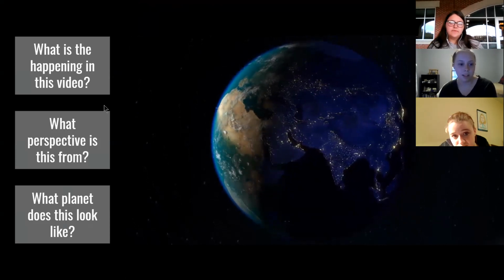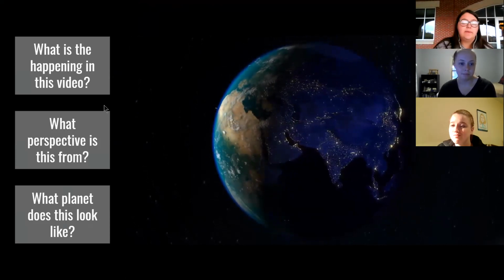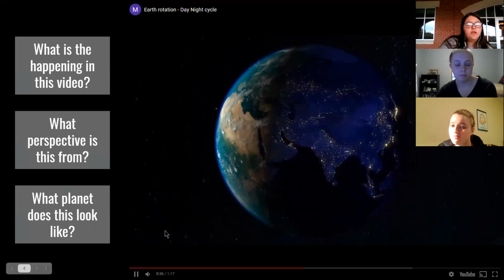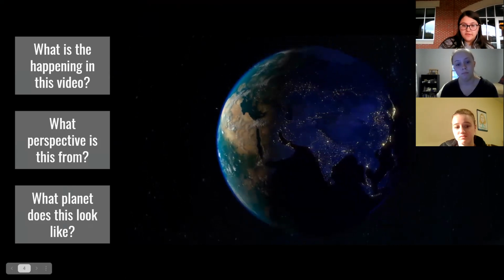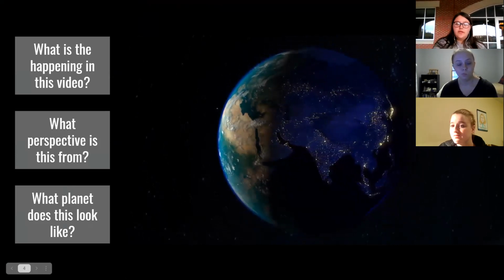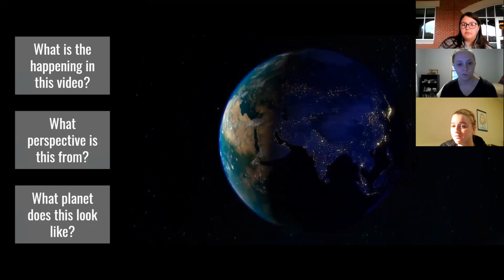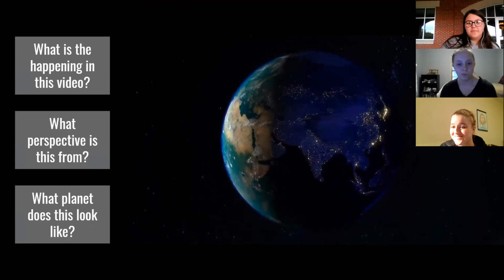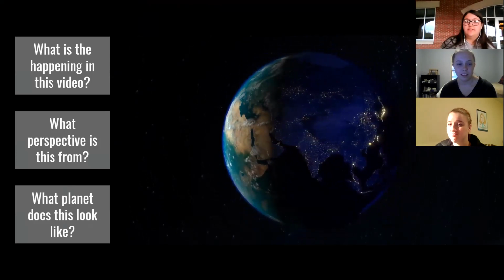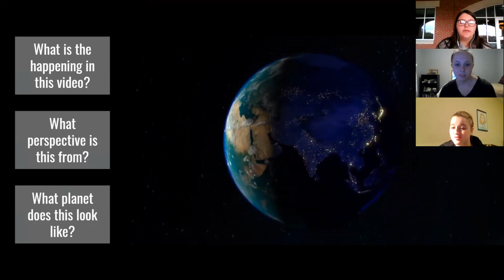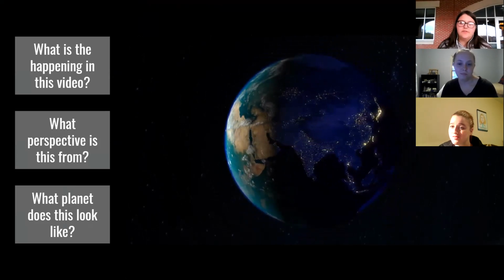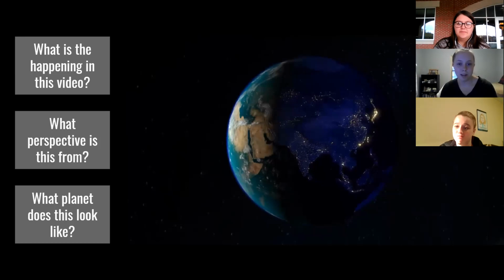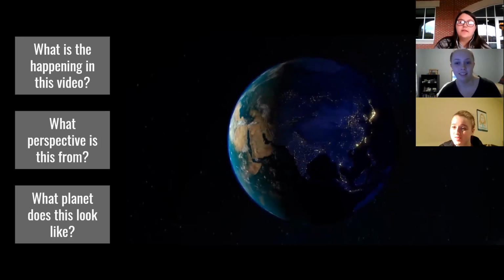It looks like it's spinning. It does. It is spinning. It's actually our planet. It's Earth. Does anybody know what perspective this would be from? Like, if you were looking at this, where would you be at? Would you be on the Earth to see this? Or do you have to be way out in the universe, like near the moon, to be able to see this? Probably have to be floating in space to be able to see it like that. Yeah. That is true.